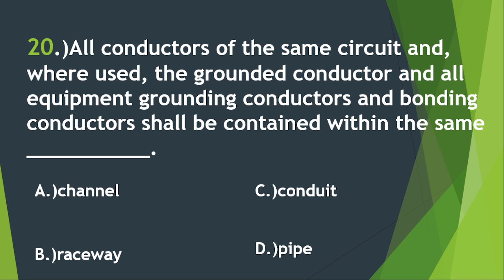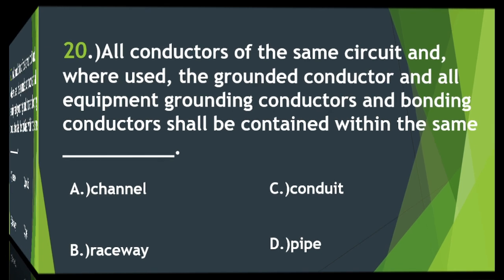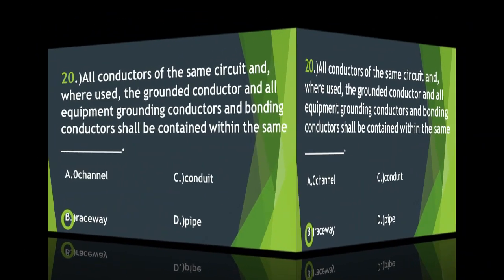Number 20. All conductors of the same circuit and where used, the grounded conductor and all equipment grounding conductors and bonding conductors shall be contained within the same blank. A. Channel, B. Raceway, C. Conduit, D. Pipe. Correct answer is B. Raceway.